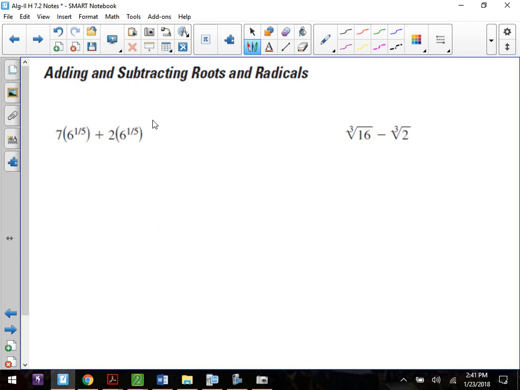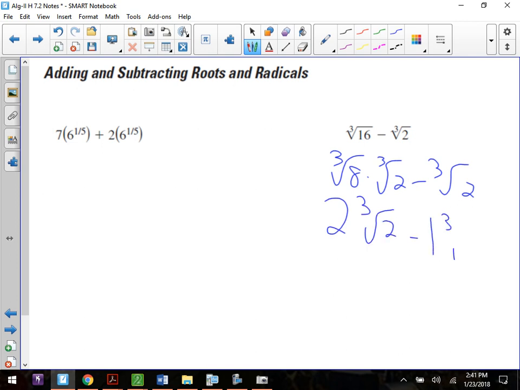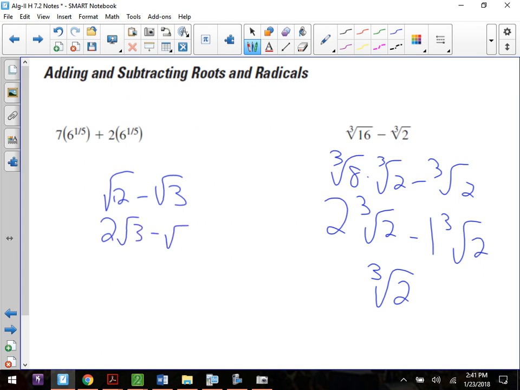This is the cube root of 8 times the cube root of 2. So this is 2 cube root 2 minus 1 cube root 2, which is cube root 2. You're simplifying the radical before you combine terms. It's just like when you had the square root of 12 minus the square root of 3, you'd get 2 root 3 minus root 3, which is just root 3. It's the same process, but you've got a cube root instead of a square root.